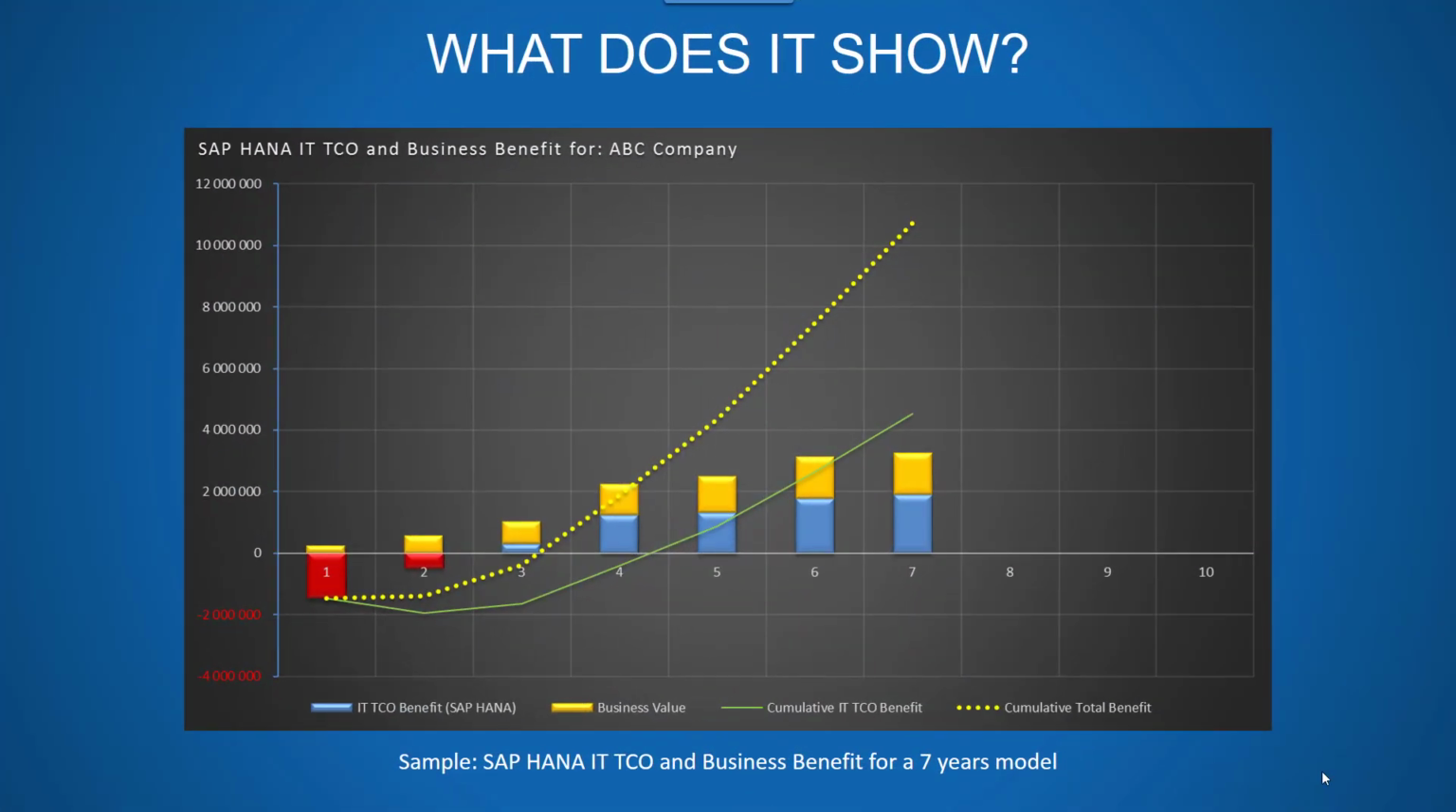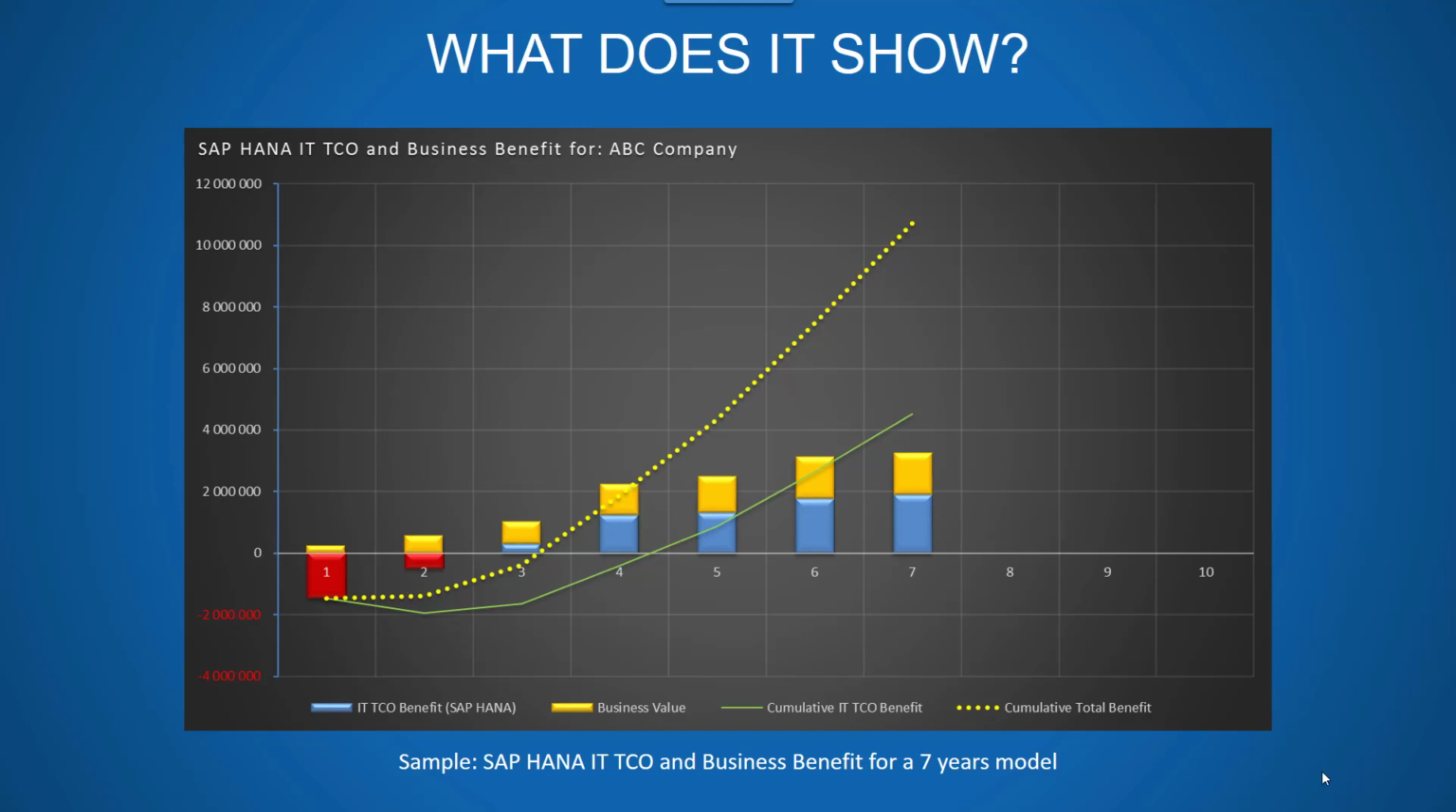At the end of the day, what this Excel model will do is produce the TCO graph. And this is the graph that you're currently seeing on the screen. As you can see, it's from anywhere between 1 to 10 years. We can choose the period of the model.